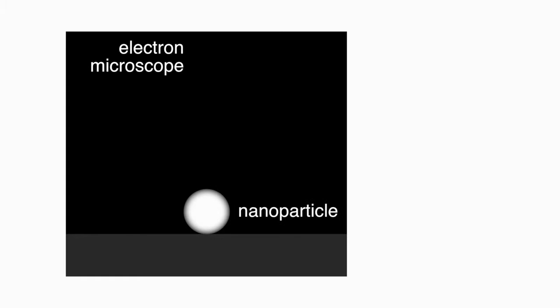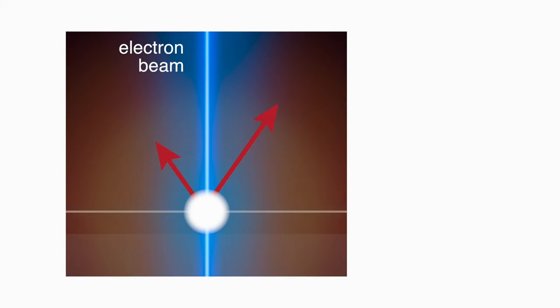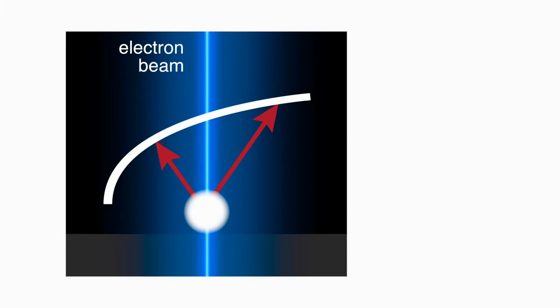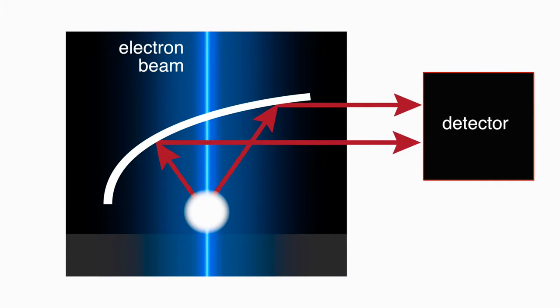If we take a nanoparticle in an electron microscope and shine a beam of electrons at it, it can actually emit light. This light is called cathodoluminescence. Now, if we collect this emitted light, we can map out the optical properties of the object with nanometer scale resolution. Let's see what this actually looks like.